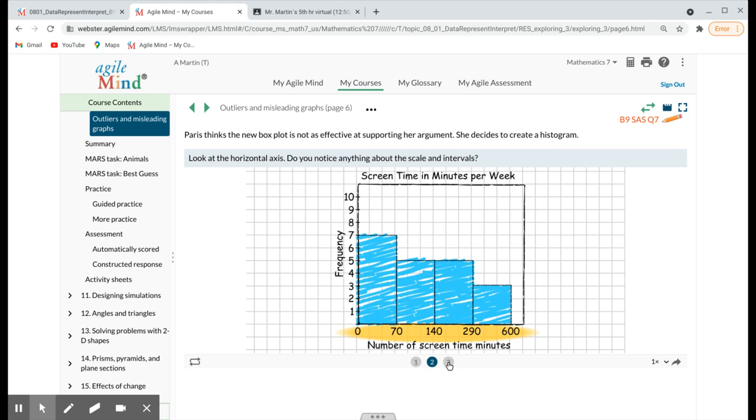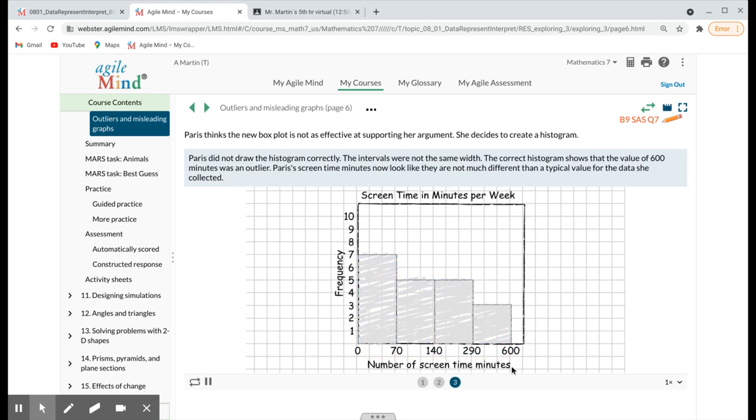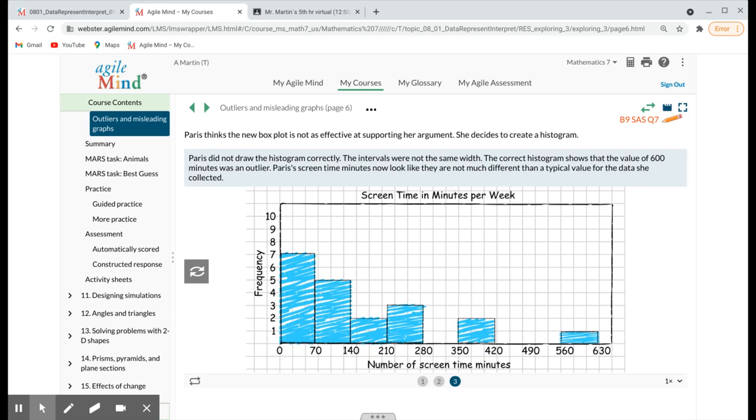So the intervals need to be set at what? The 290 can be changed to 210 and the 600 to 280. So we just need to spread it out to where they're broken in parts of 70 so that the interval stays the same. So go ahead and read that for us, please, Braden.